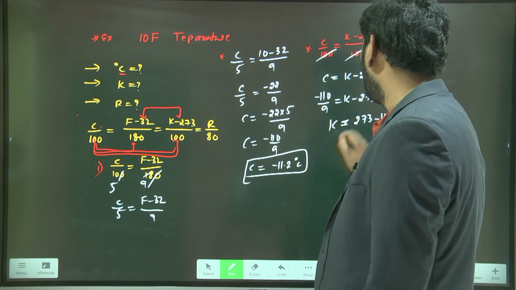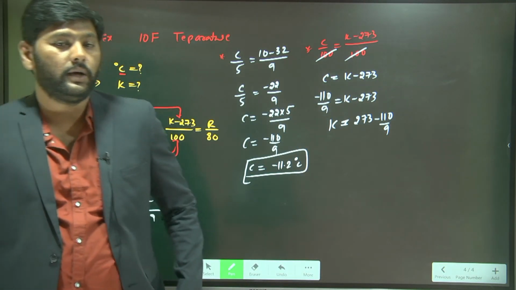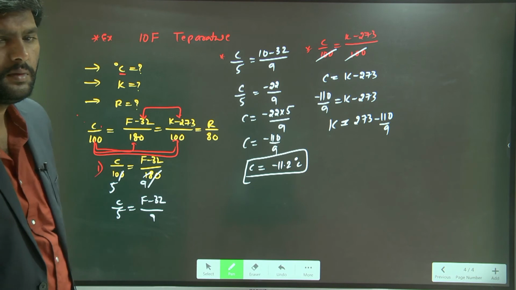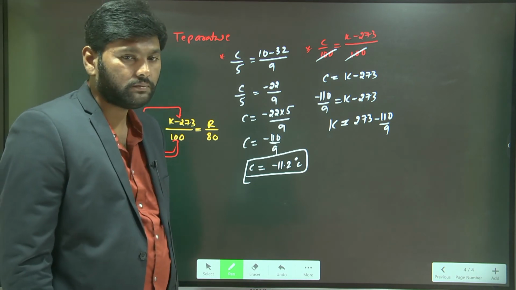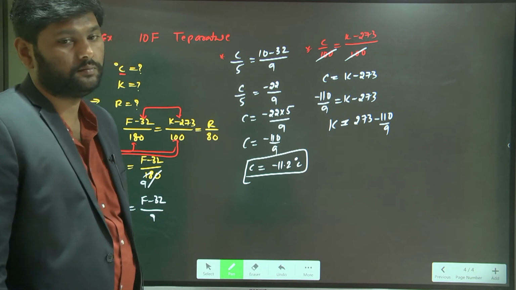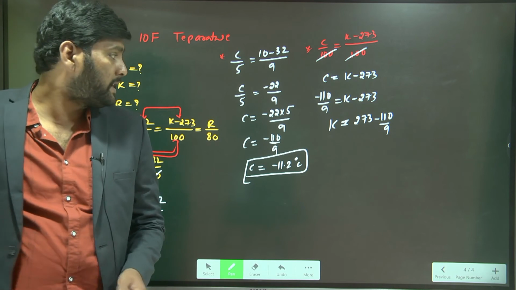273 minus what? We can do, sir. I didn't understand that part, sir, the relation. 273 minus 110 by 9. How should we do it, sir? Multiply.